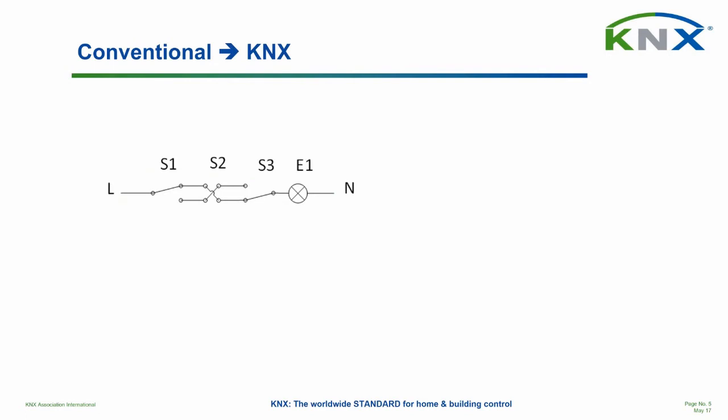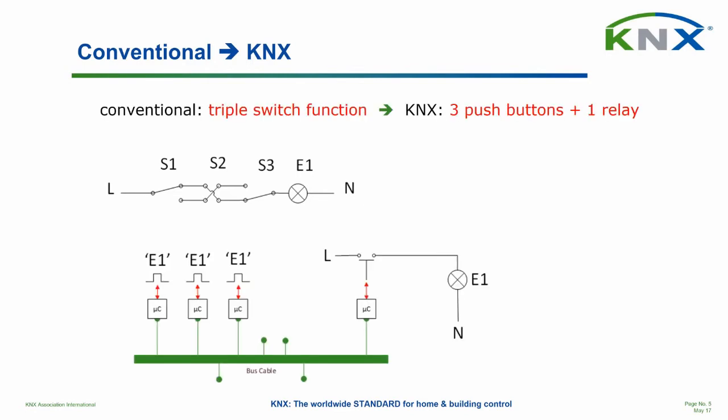So first topic: conventional system, conventional function. What we see here on the slide, from left to right, is indeed a typical conventional system. That is a triple switch function. In conventional terms, this is indeed called a triple switch function. What I want to do is to convert it into KNX. What I will need for that are 3 push buttons and 1 relay actually. And well, let's have a closer look at how we do that.